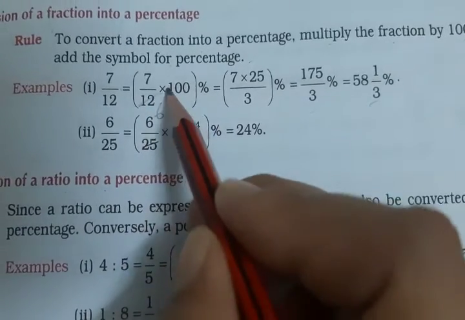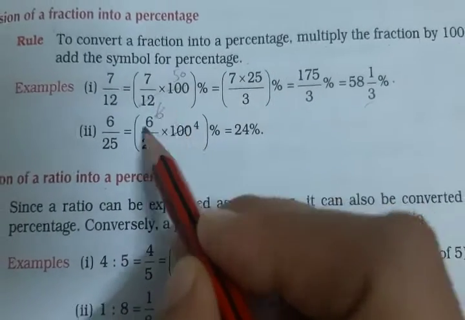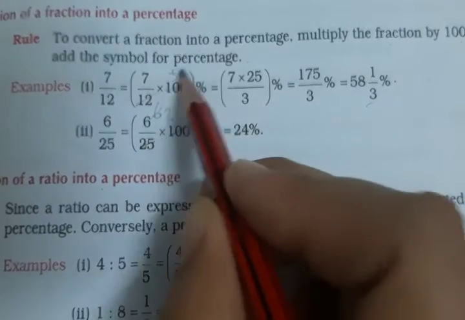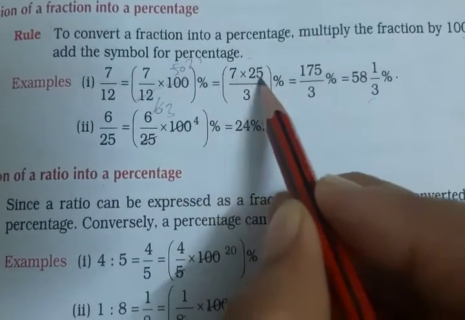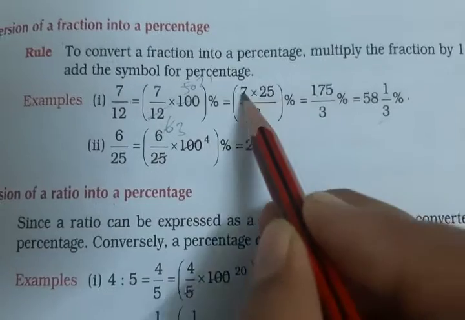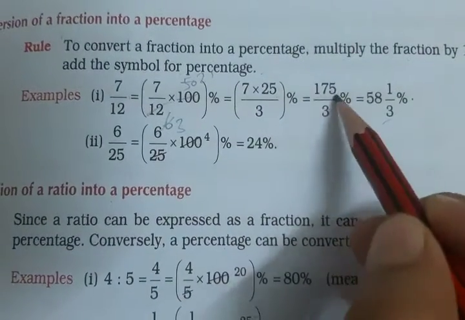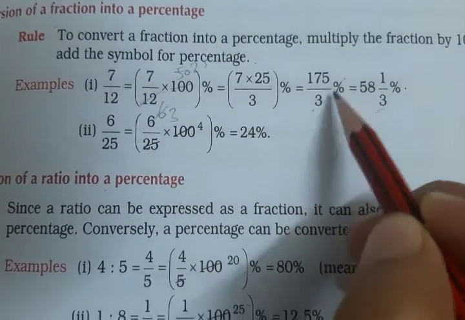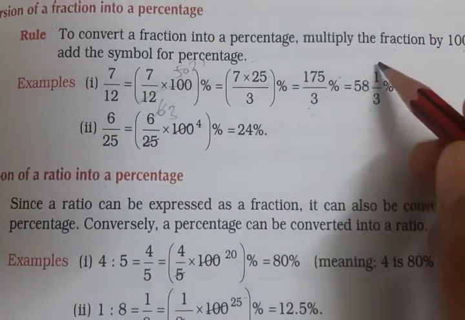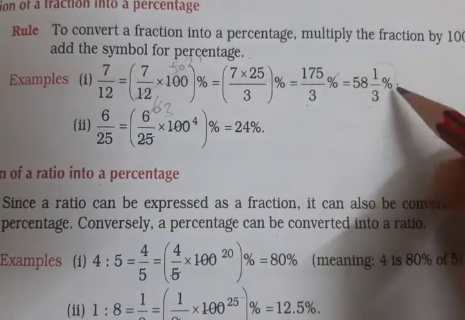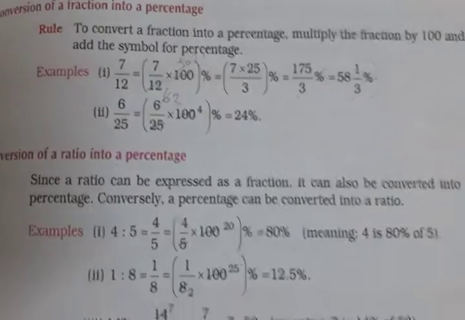This is on a 6 and this is on a 50. Again it's on a 2 table. It's on a 3 and it's on a 25. That means 7 into 25 divided by 3. After again multiply 175 by 3, we will get percentage. Now divide these terms, you will write this term in a mixed fraction, and that is a percentage.